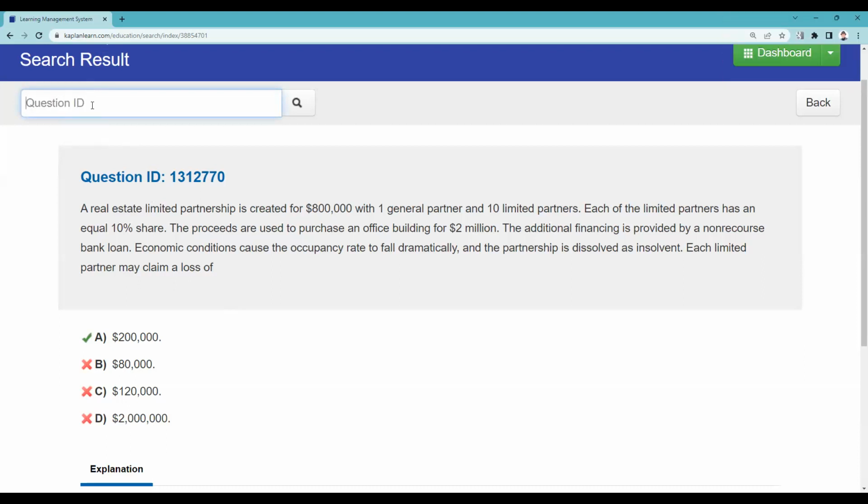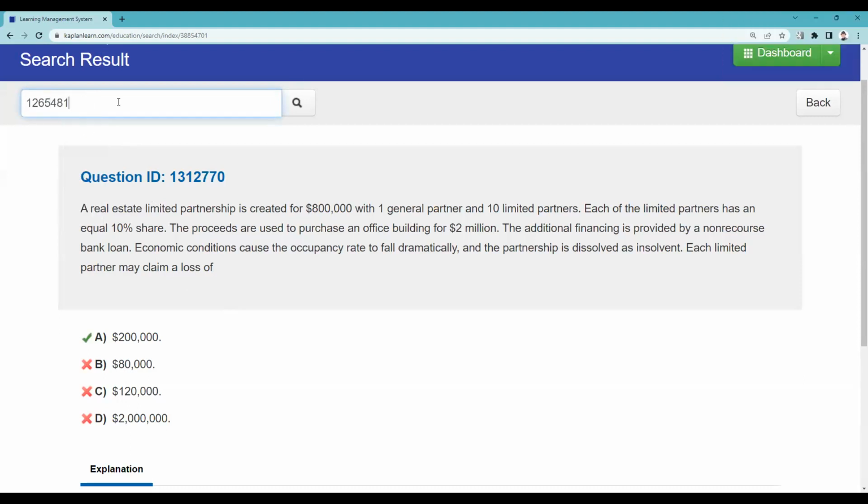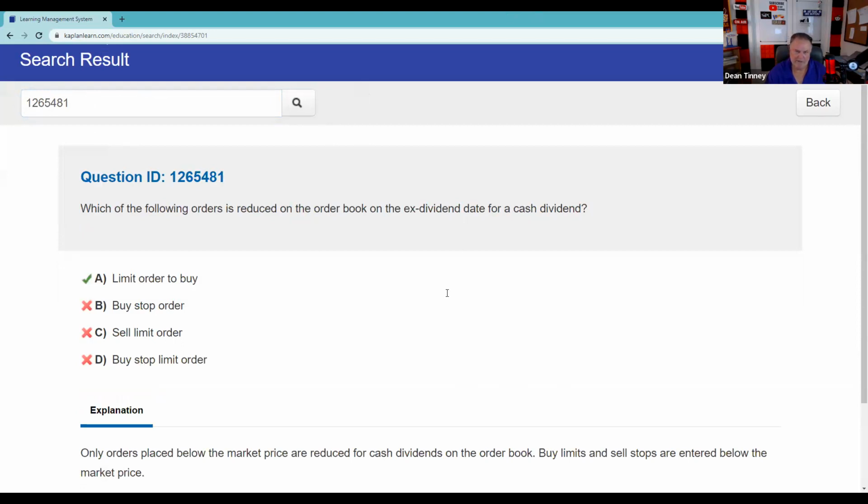All right, the next one I have, this one stumped me, at least as far as how it was worded, but it's 126 5481. 5481. Which of the following? Oh, this is very testable. Anybody want to help Cynthia out with our memory aid device? Worth lots of points. What is that memory aid device?